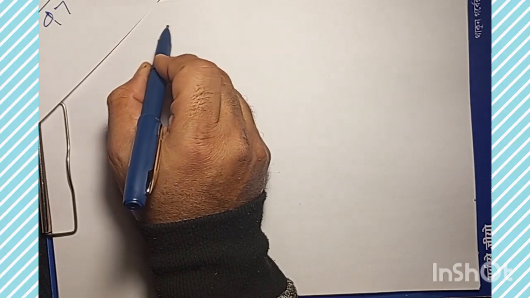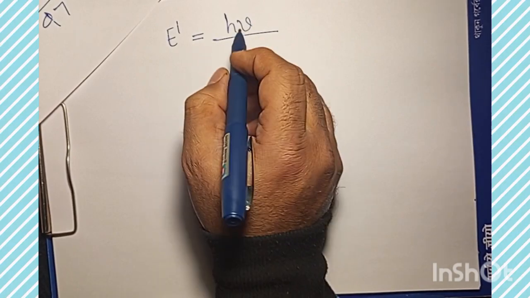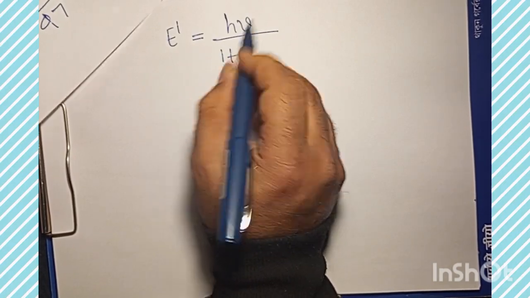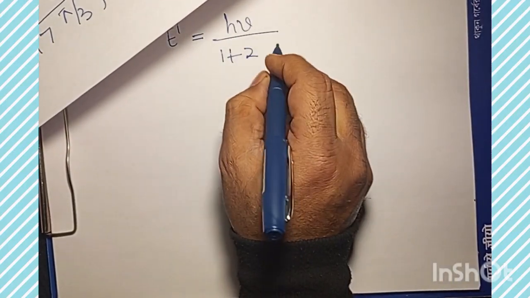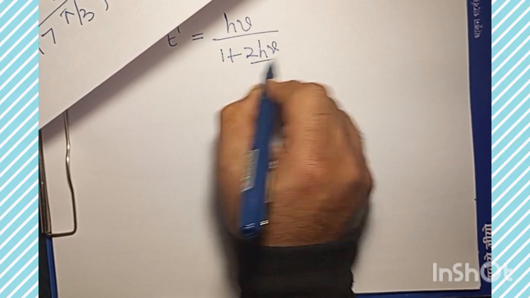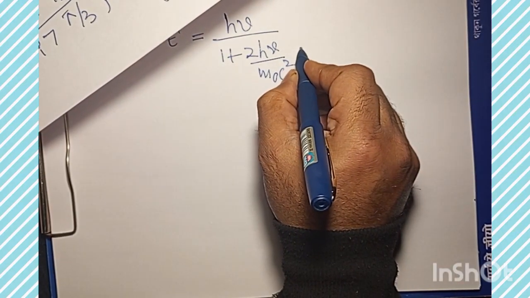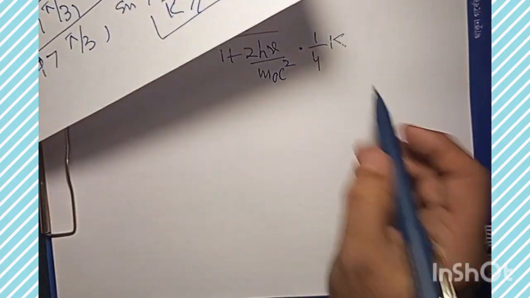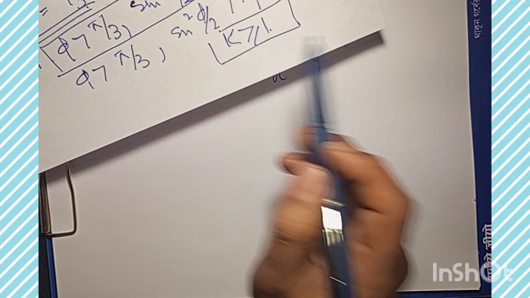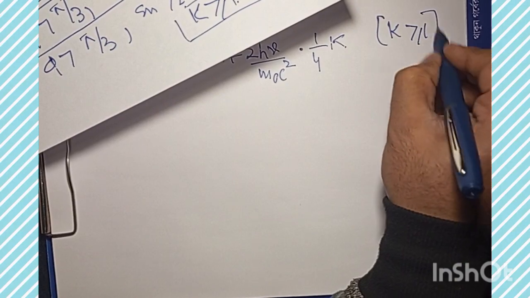Now what will I have if I use this case here? I will have E dash equal to h nu by 1 plus 2 alpha, and we know alpha is h nu by m naught c square, right? Then here I will use 1 by 4k for sine square phi by 2. Now the important condition for k is that it is greater than or equal to 1.